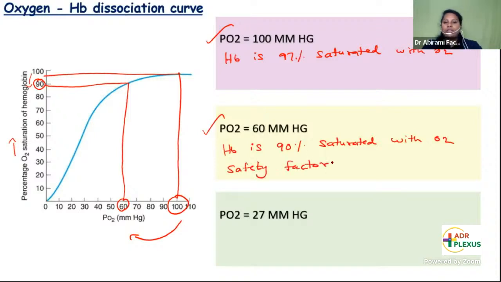Safety factor. So what is a safety factor here? If suddenly you come across a hypoxic environment, your partial pressure of oxygen may fall from 100 to 60, but the body will be able to maintain a saturation of 90%. So that is called the safety factor there.